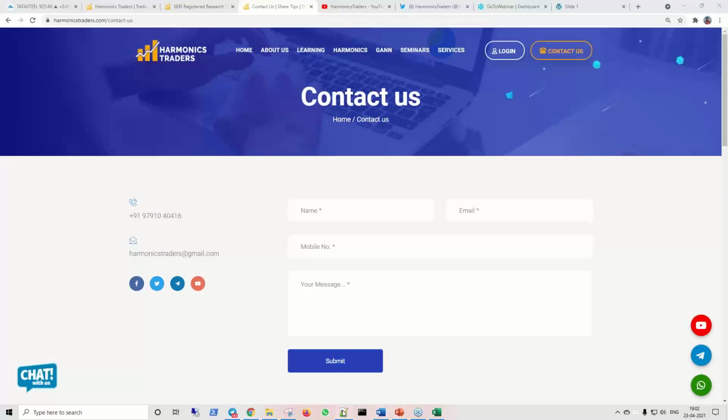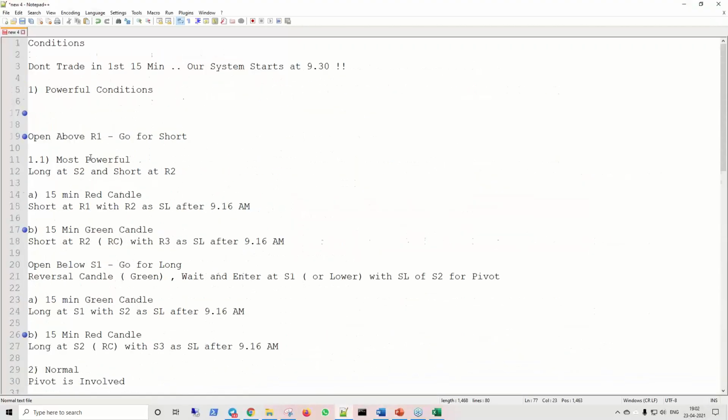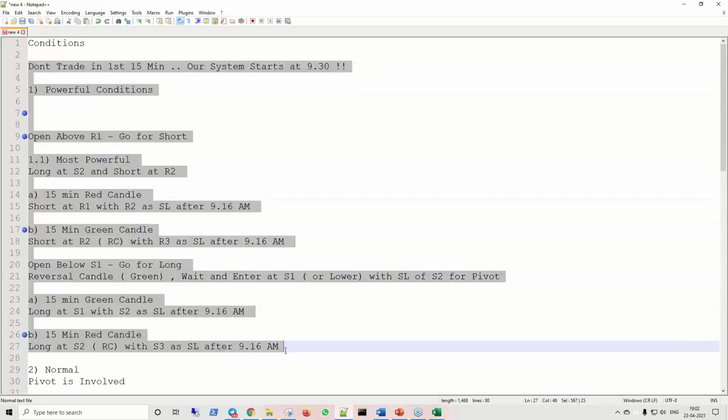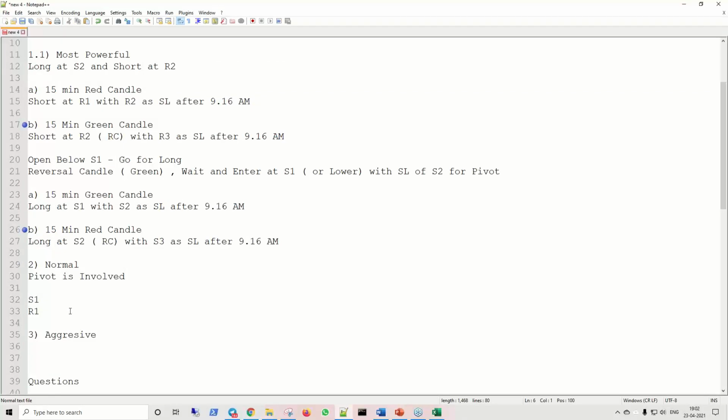Once again, guys, what you are going to do? Do remember these conditions. If possible, try to take a screenshot as well. This is the ultimate summary. And with respect to this normal condition, and this aggressive one.